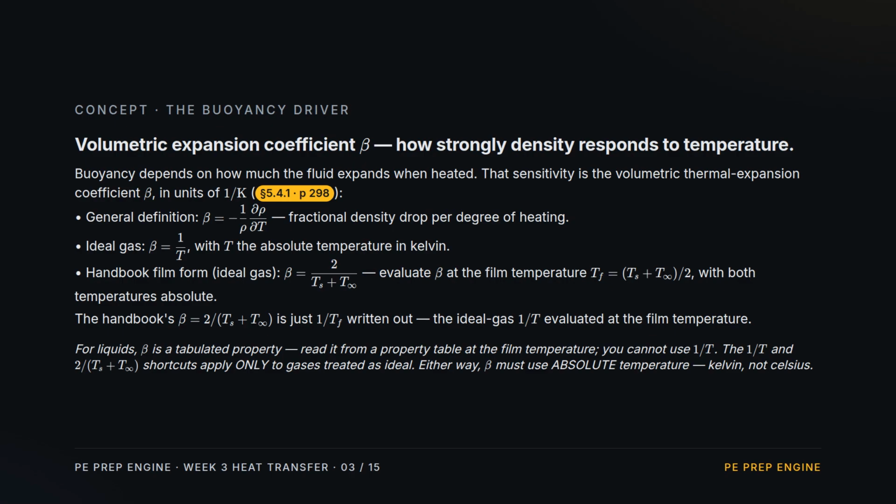One warning that costs points. Beta always uses absolute temperature, Kelvin, never Celsius. And for a liquid, beta is a tabulated property, not 1/T.